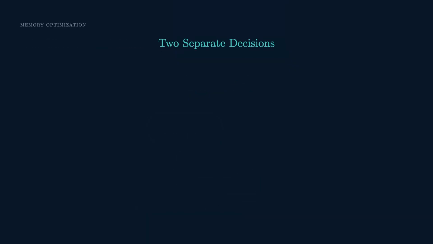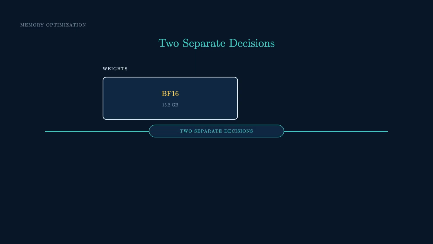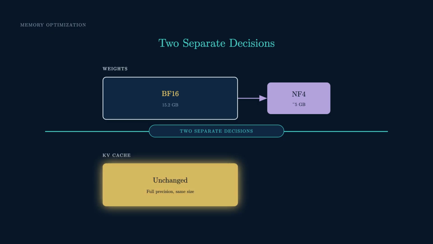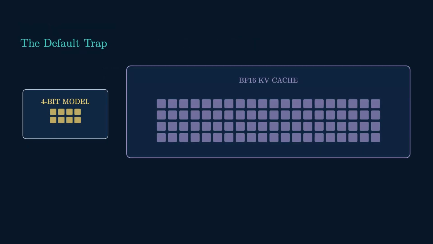Here's why. Quantizing weights and quantizing the cache are two completely separate decisions. Shrinking weights from BF16 down to NF4 takes 15.2 GB to around 5, a real win, worth doing. But it does nothing to the cache. The cache is sized by context length and concurrency, not by how your weights happen to be stored. So by default, a 4-bit model still keeps a full BF16 KV cache. Serving stacks can quantize the cache too, but only if you explicitly ask them to.